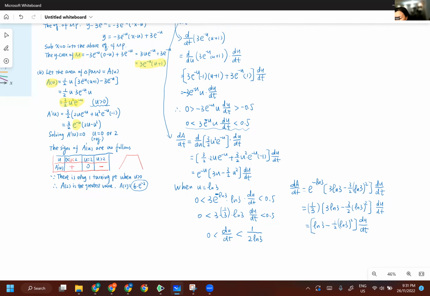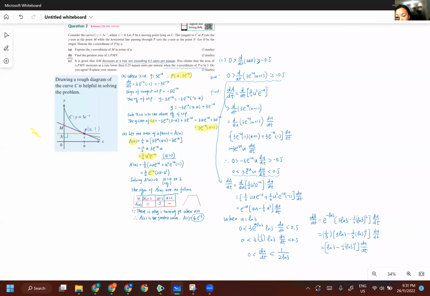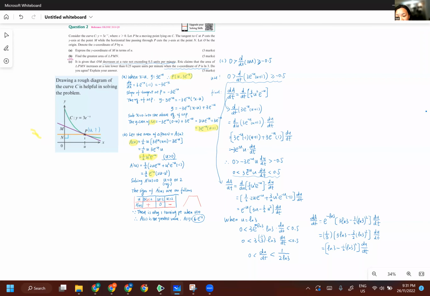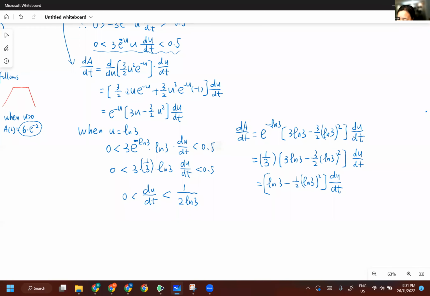Now, the question doesn't require an exact value, just to verify whether or not it's slower than, does it increase at a rate that is smaller than 0.5? How do I know? I just need to put in this smaller than, I think this is equal to log 3 minus 1/2 log 3 squared, and then 1/2 log 3. Do you know what I mean?